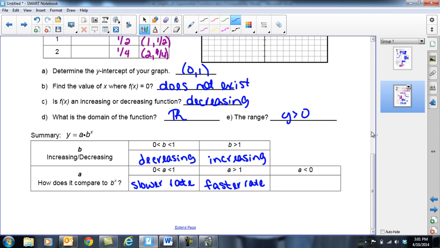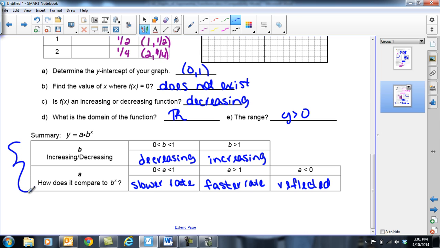And if a is a number less than 0, that means it's going to be negative. And so when I had it be negative, what happened was it reflected. And so then it is below the y-axis. And so now it flips over and it's going the opposite direction. And so that's what happens.